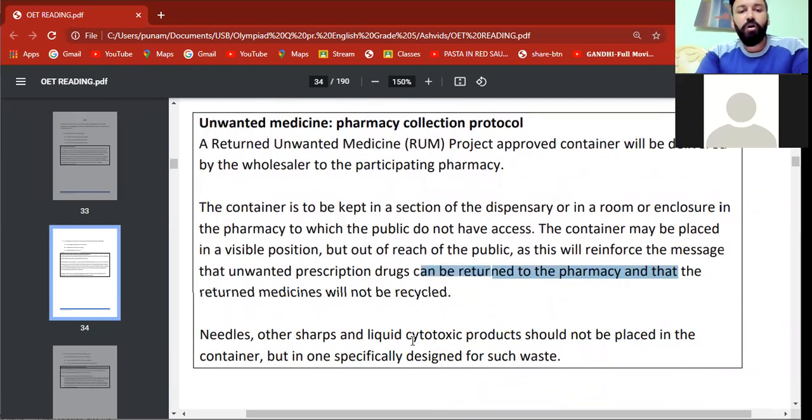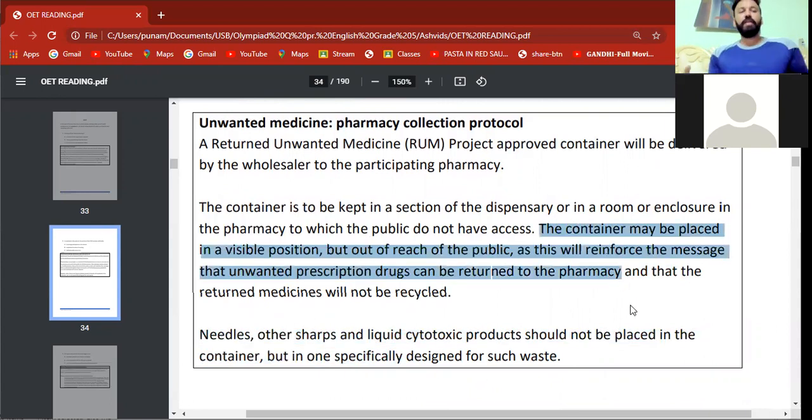Needles, other sharp and liquid cytotoxic products should not be placed in the container, but in one space. Okay, anyway, this doesn't help with the answer, right? So we are focusing from here. So first thing is here, the elimination method helped you get the answer, right, Ishita? You just eliminated them and you got it.